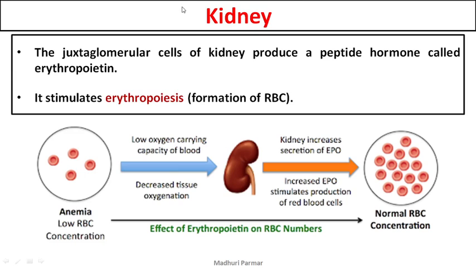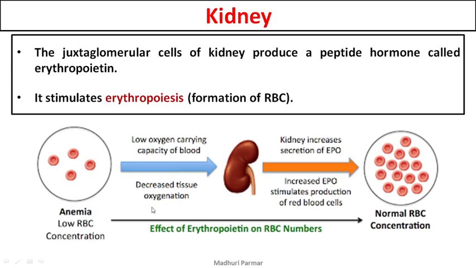Second is the kidney. The kidney produces a hormone known as erythropoietin. Specifically, there are certain cells known as juxtaglomerular cells, and these cells release erythropoietin. What does this hormone do? Erythropoietin stimulates erythropoiesis. What does this term mean? Erythro is the term for erythrocytes, or RBCs, and poiesis means formation. So erythropoiesis means formation of RBC.